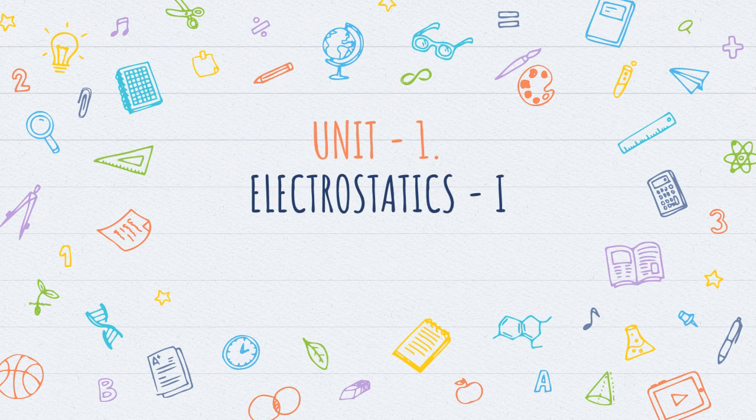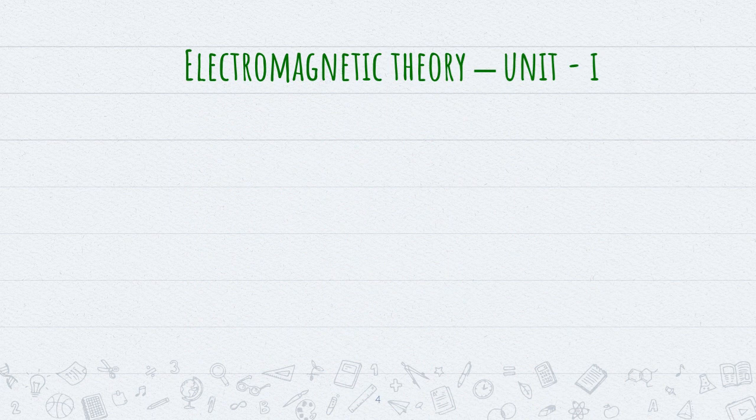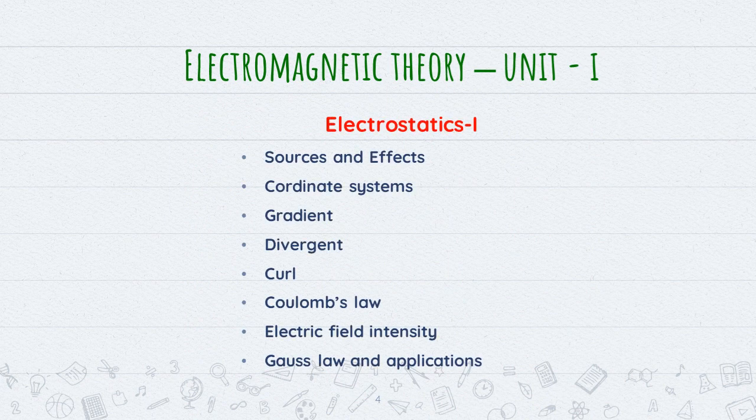In the subject electromagnetic theory, we start with Unit 1, that is electrostatics 1. Let's start with the journey of electromagnetic theory. In my previous videos, I discussed in detail the syllabus of electromagnetic theory and we started electrostatics 1, that is Unit 1. I also discussed the sources and effects of electromagnetic fields.